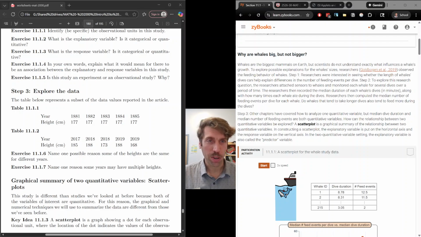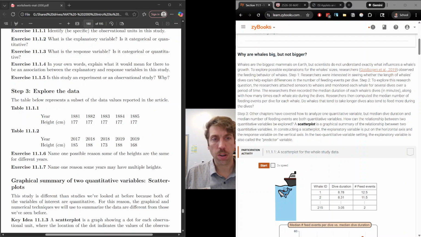Then number 4, in your own words, explain what it would mean for there to be an association between the explanatory and response variables in this study. Try to use small words, how you might explain to somebody who hasn't taken a stats class before. And then our next question is number 5, is the study an experiment or an observational study? That should be a review question from chapter 5.